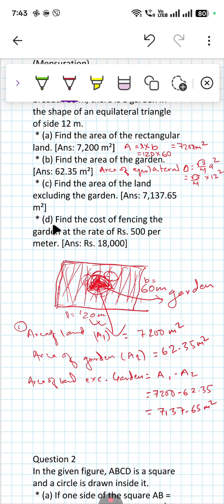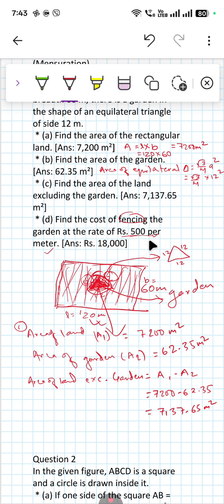Similarly, moving ahead to the last question, question number D. Find the cost of fencing the garden at the rate of 500 per meter. Fencing means putting something on the boundary. There is an equilateral triangle garden inside. First you need to find the perimeter, because here the cost is given per meter. It refers to the perimeter, and the word fencing is also used. So it's all for the boundary, not for the surface.